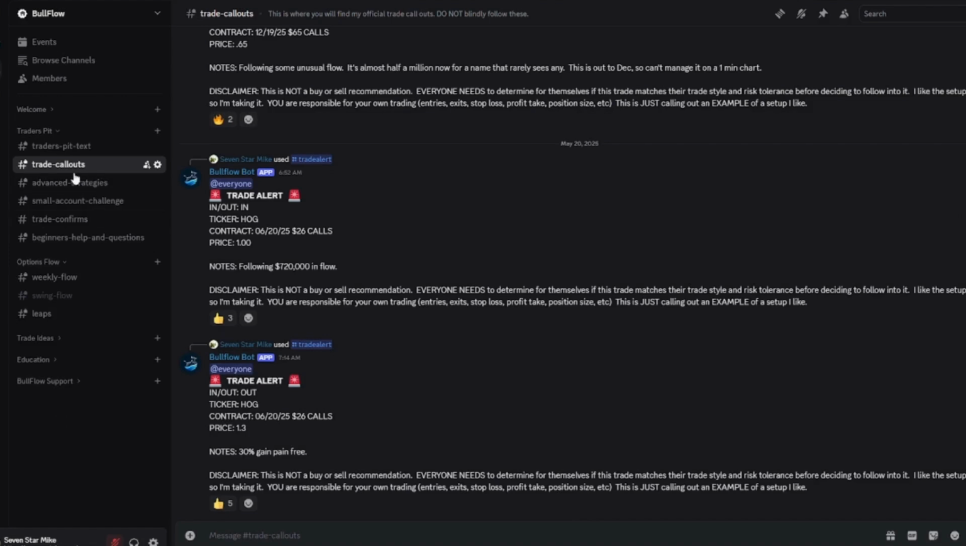So here's the Discord room. This is the trade call out section. You can see in HOG $1, out 130. That's a 30% gain. You can see pain free. That hit target 1. Target 2 is still above us. I'll show you that on the chart in a second.